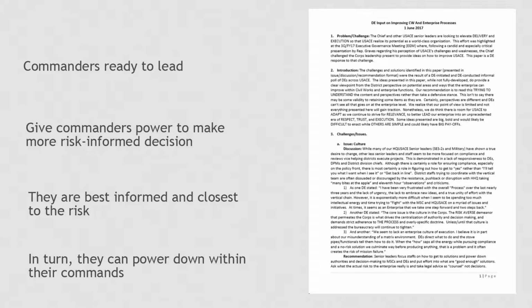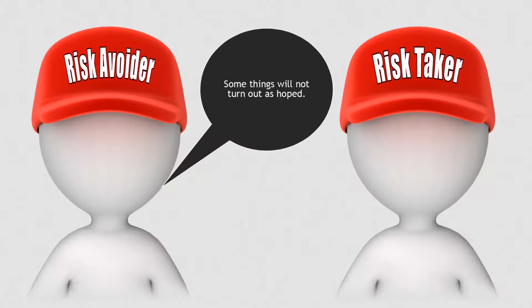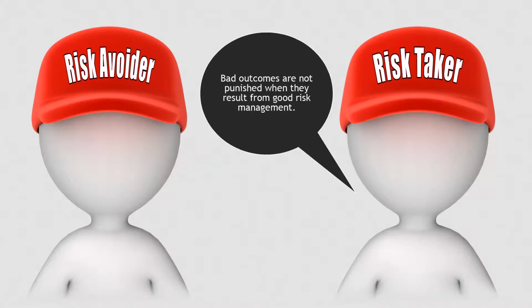Give commanders the power to make more of the risk-informed decisions the U.S. Army Corps of Engineers faces. These are the people who will be best informed about the risks and most readily available to manage those risks. They, in turn, can power down decision-making within their commands. Managing risks means some things are not going to turn out as hoped. Bad outcomes are not punished when they result from good risk management. Owners of these risks can learn from those experiences, and the organization benefits from those lessons.